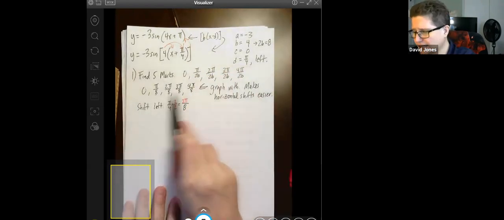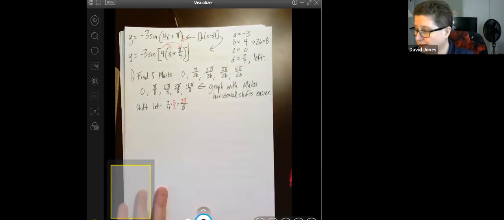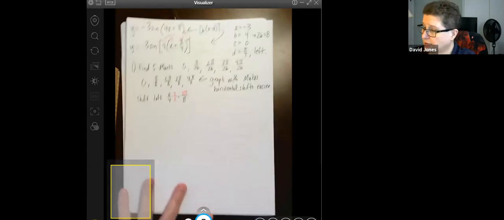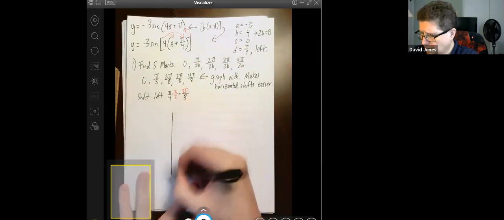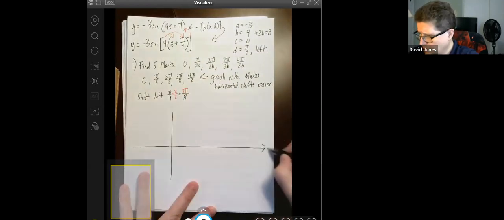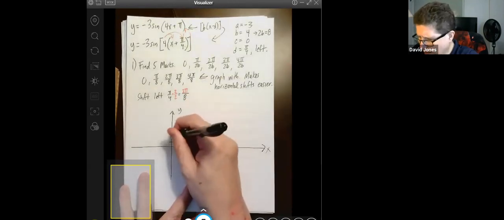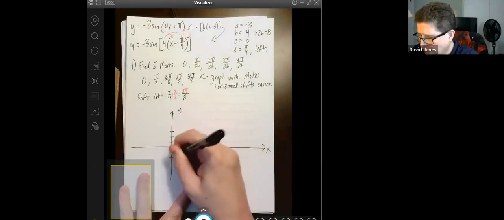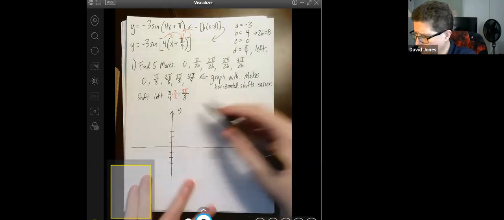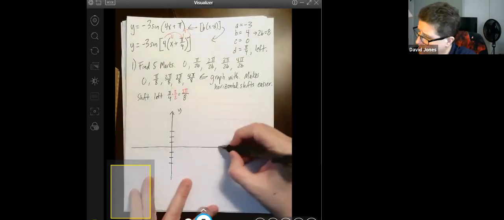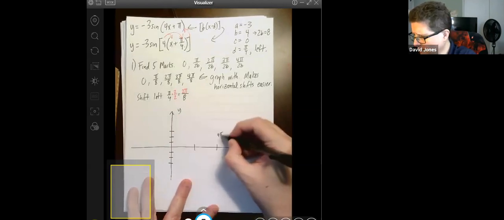I've already got hashtags in at each of these points. I know I just do the same equal distance hashtags on the other ones. So let's do this. A is 3, so I'm going to go up and down 3. And I'm going out to 4 pi over 8. So I'll do that as 4 pi over 8.